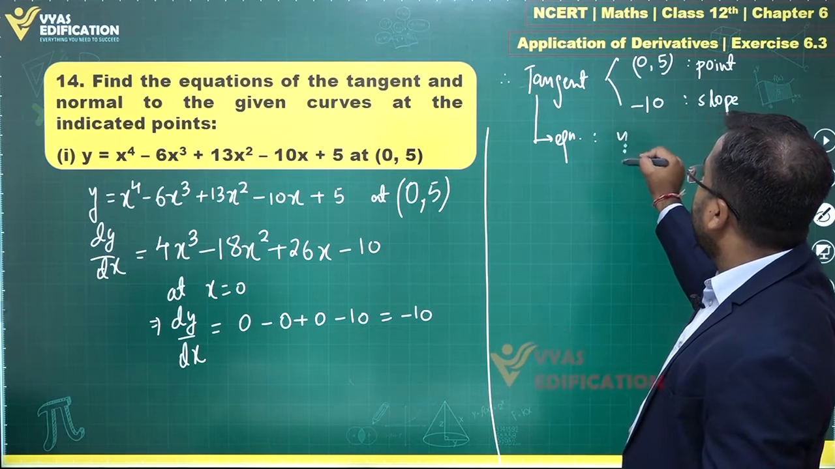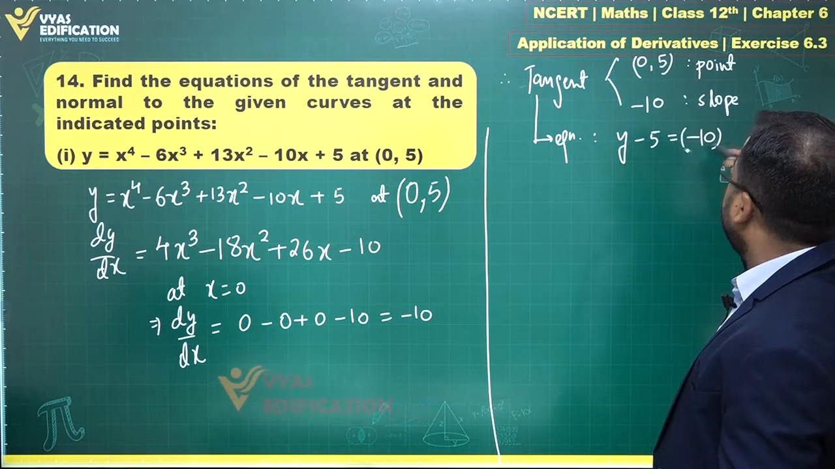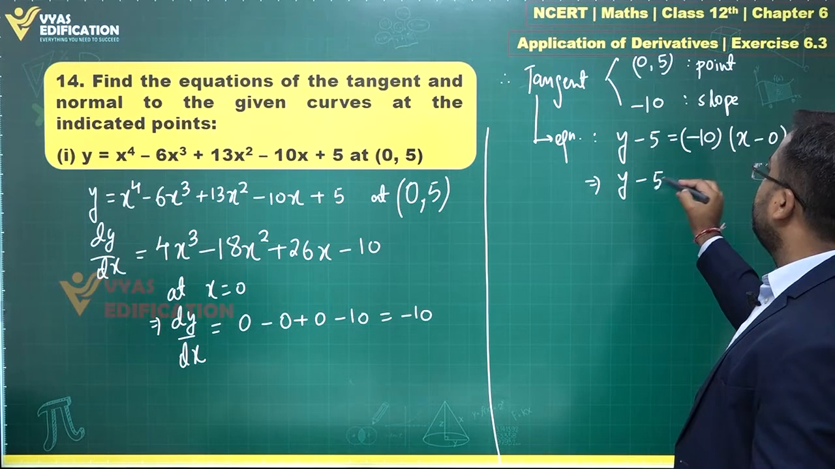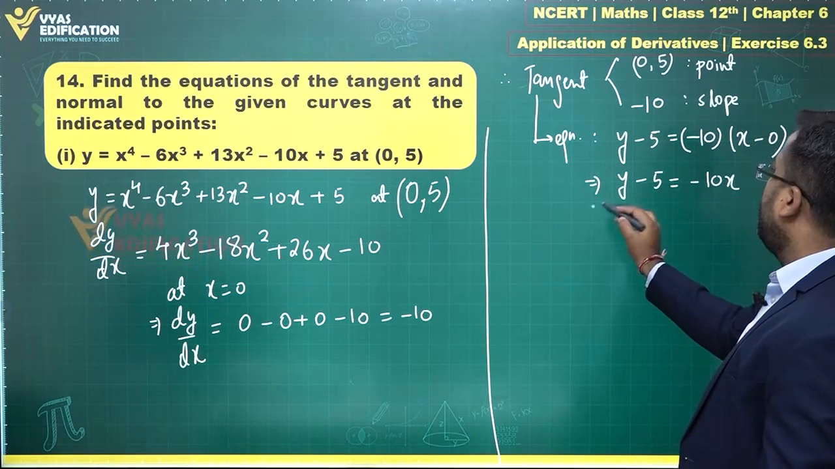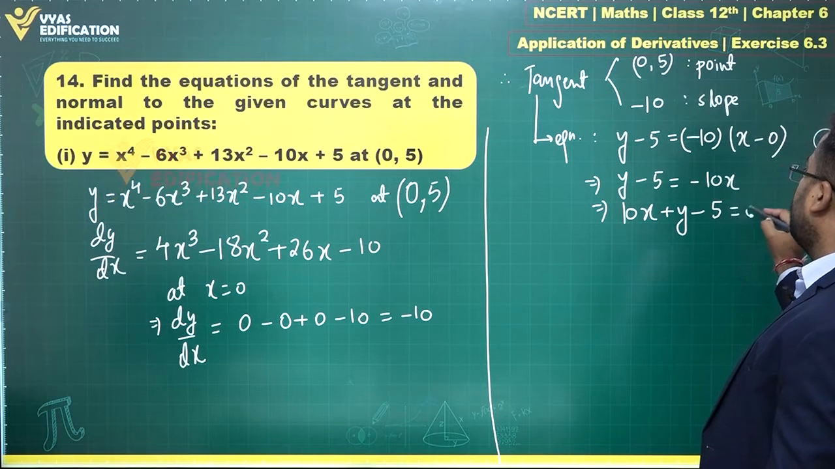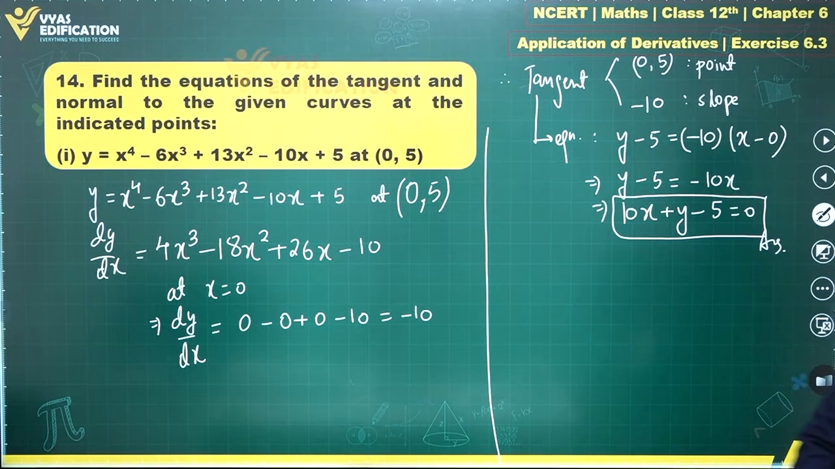The equation will be y minus y1 is equal to the slope, that is minus 10, times x minus 0. This gives me y minus 5 is equal to minus 10x, or that tells me 10x plus y minus 5 is equal to 0 is the tangent for me. Yes, this is the equation of the tangent, as you can see over here.